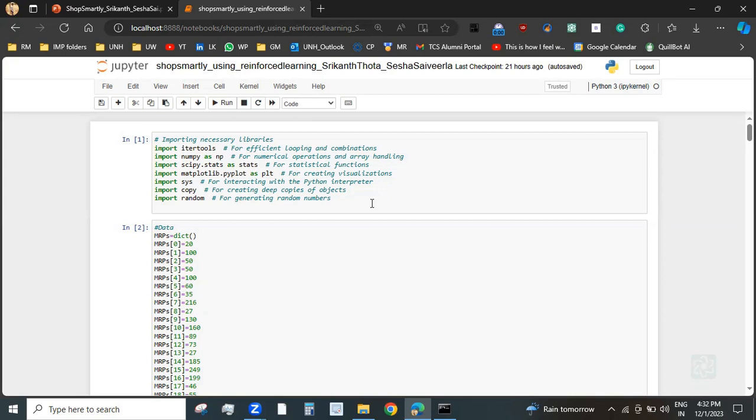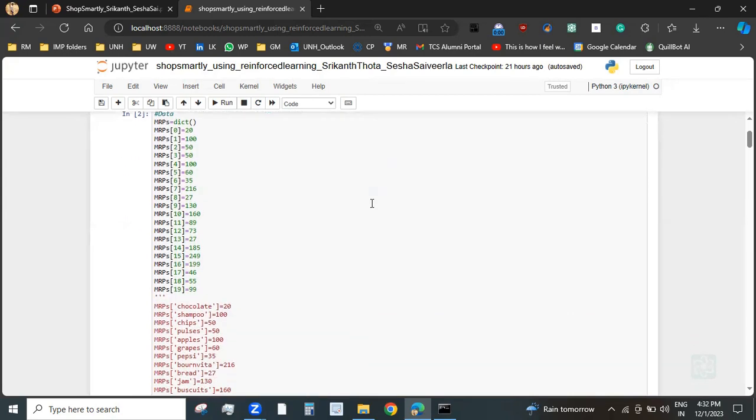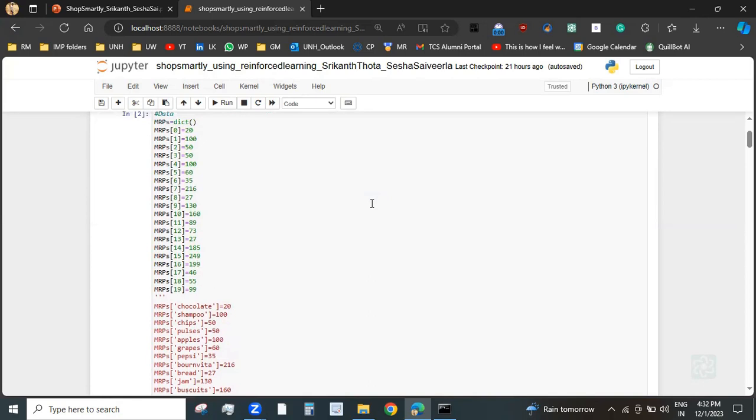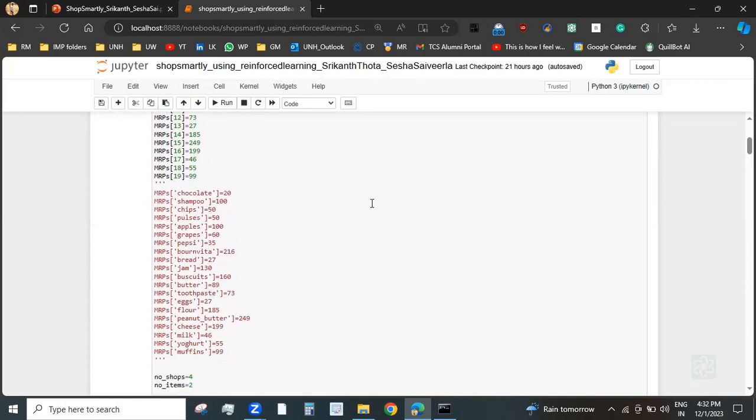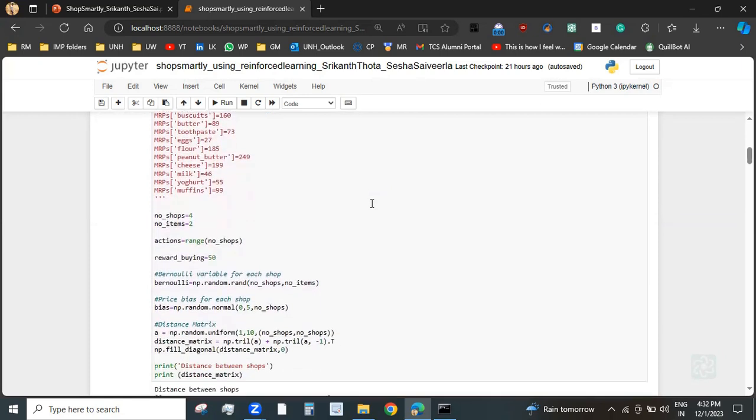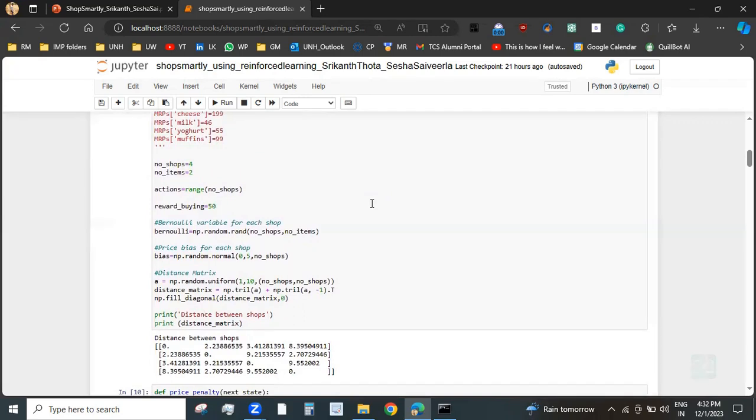Oh, can you go to the code. We are showing that we have included different Python modules here, with the data which we have collected from the market. This is the real world data which we collected from the market, and if you go down, we have considered the 4 shops and we have selected the 2 items, so that by using the Bernoulli and the NumPy, we are finding the distance between the shops.